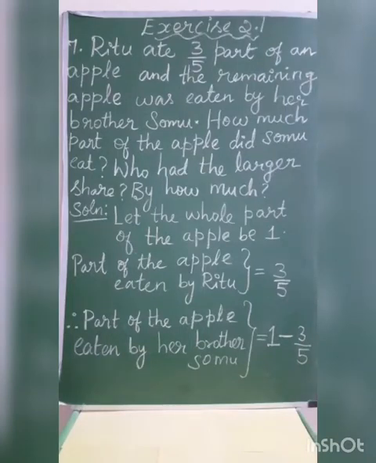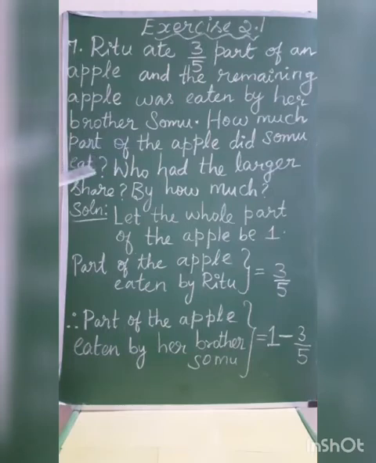Ritu ate 3/5 part of an apple. In this sum there is only one apple, but Ritu ate 3/5 part. The remaining part of the apple was eaten by her brother Somu. How much part of the apple did Somu eat? So the first question is, how much part of the apple did Somu eat?